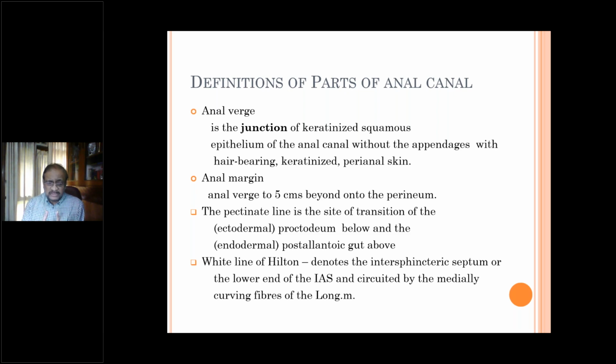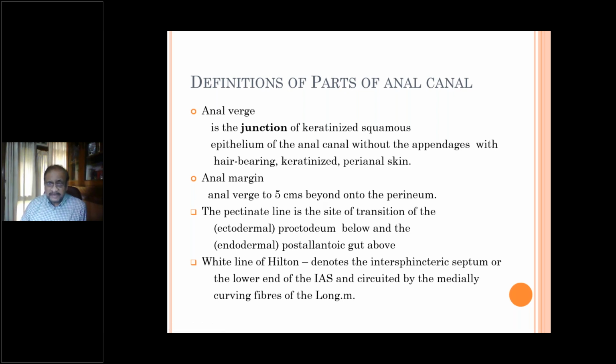What about the anal margin? The anal margin is when you add about 2 to 5 centimeters to the anal verge onto the perineum. So we are talking about an area which is lying on the skin, between the skin and the keratinized non-hair-bearing area. That is the junction between the two, and this is wholly a part of the skin. So on either part of this junction it would be hair-bearing.